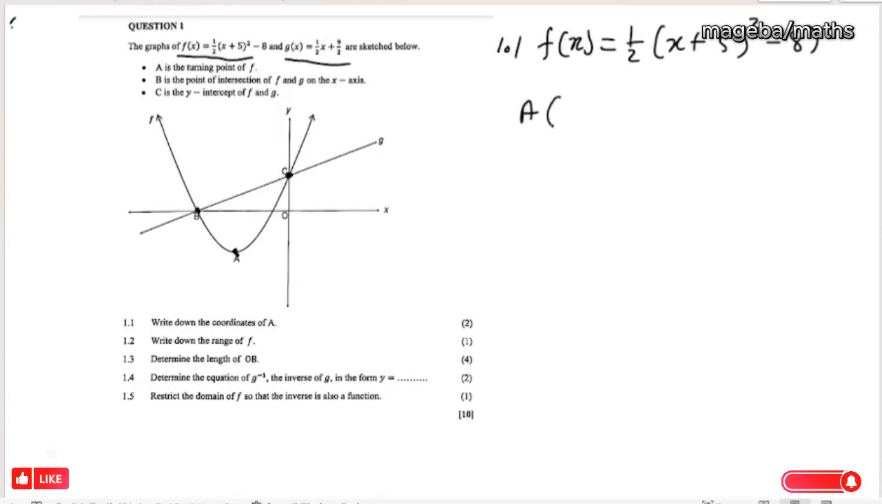It's a turning point. So based on this form of a parabola, this is the x of the turning point, which is x equals negative 5. So it's going to be negative 5 maps to, this is the y of the turning point, which is going to be negative 8. Now if you can see here, my x-intercept is negative and my y-intercept is negative, so my point does make sense.